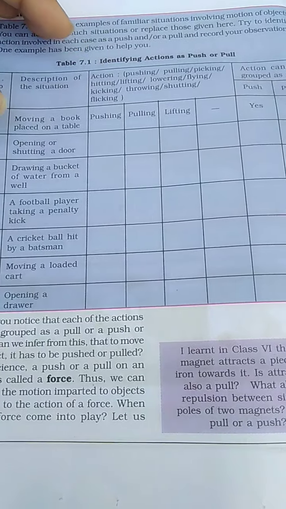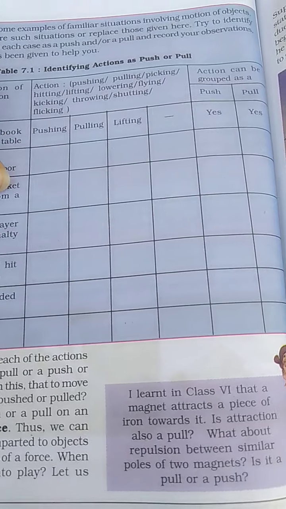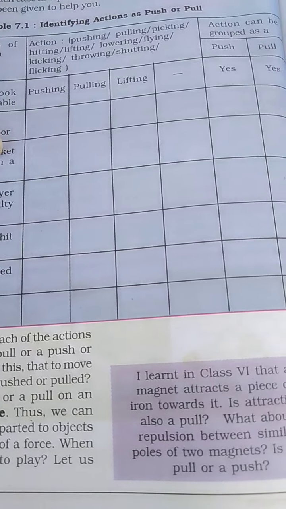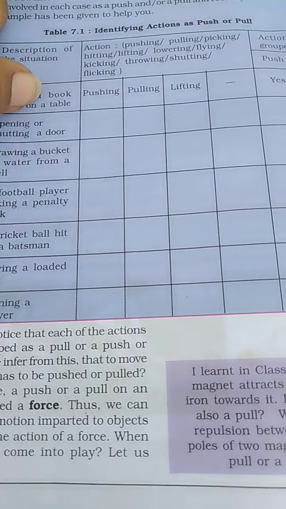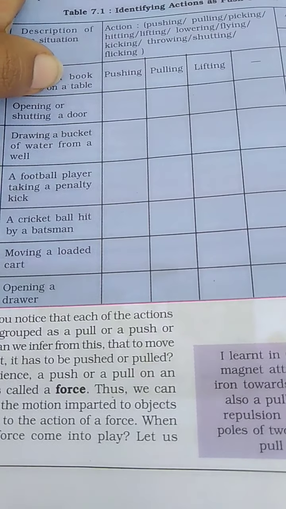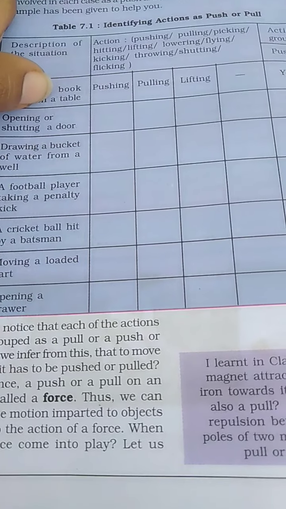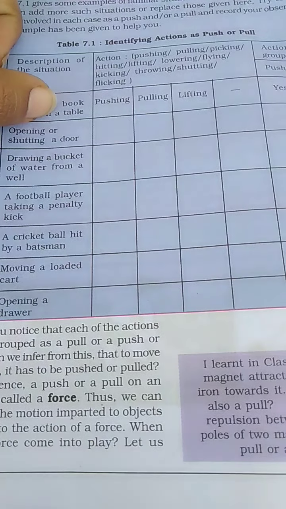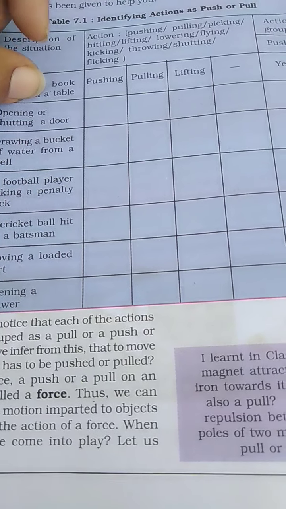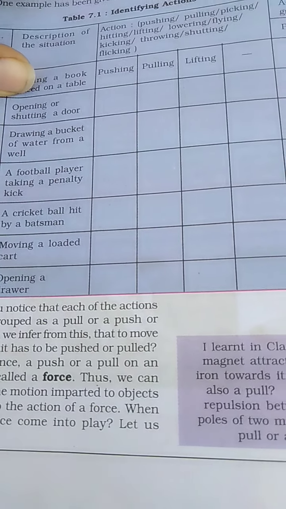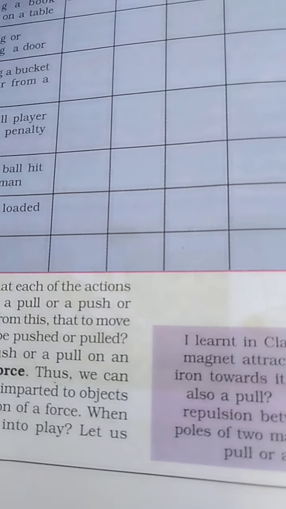Drawing a bucket of water from a well. Tell me children, what are the actions we do while drawing a bucket of water from the well? Well is one of the sources of water. It is used to take some water from the well. We use a thread, it is rolled over a roll. Okay, so what are the actions?